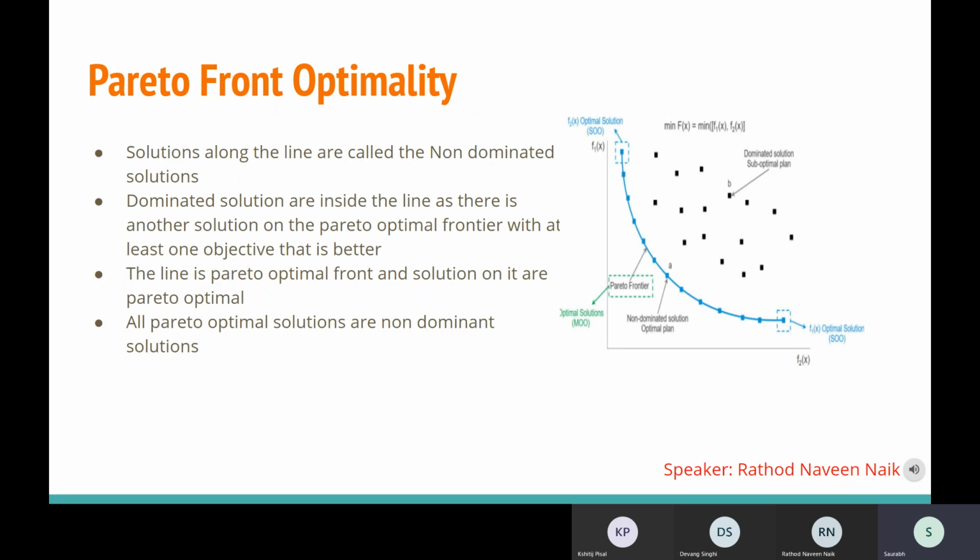That is why we call the solutions on the Pareto front non-dominated solutions, and the solutions which are present away from the Pareto front in the possible solution space are called dominated solutions.